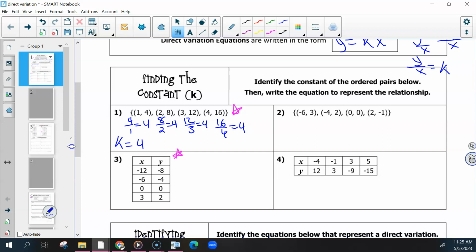And then it wants us to write an equation using that. So we're going to use that same equation from before, just the variables y and x, and our constant k. So y equals 4x would be the equation. Are you writing this down as well? Questions on that so far?